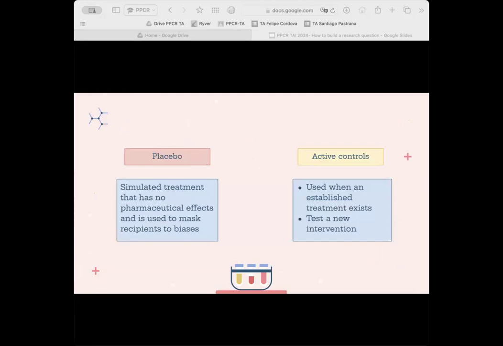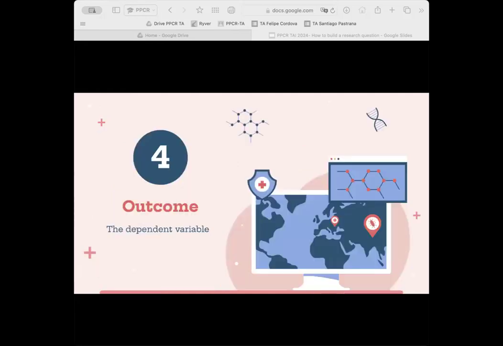Here we have two types: the placebo, which is the comparison group that we know as the simulated treatment that has no pharmaceutical effects and is used to mask the recipients to biases. And the active control, that is, for example, the current treatment of the pathology you are treating. This is an active control because it's already established and it has a pharmaceutical effect.